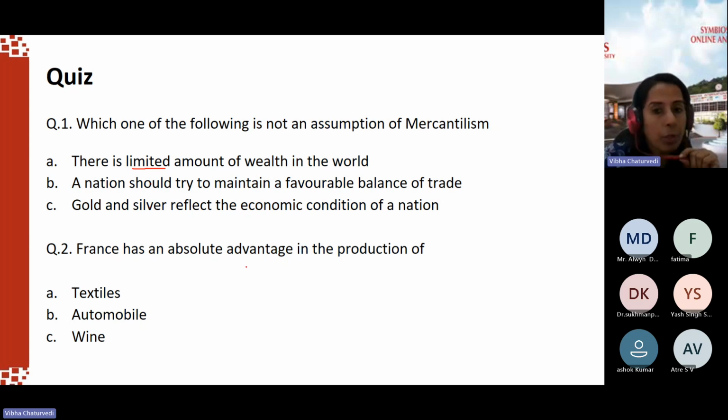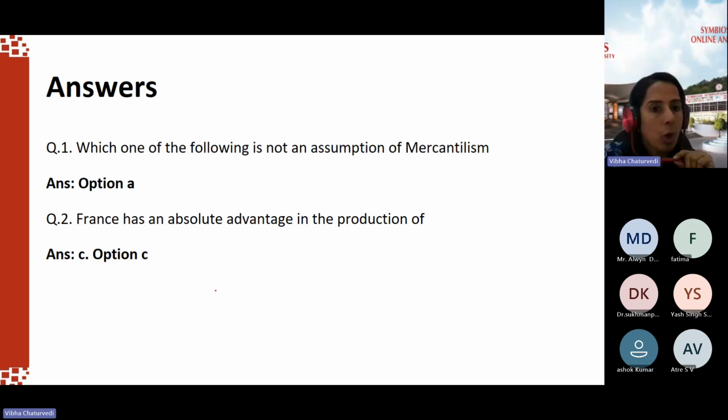France has an absolute advantage in the production of which product? Textile, automobile, or wine? It's open to the class. Each of you can unmute and answer. Wine, wine, wine, madam. Wine. So let's look at the answers here. It's option A and option C. France has an absolute advantage in the production of wine.